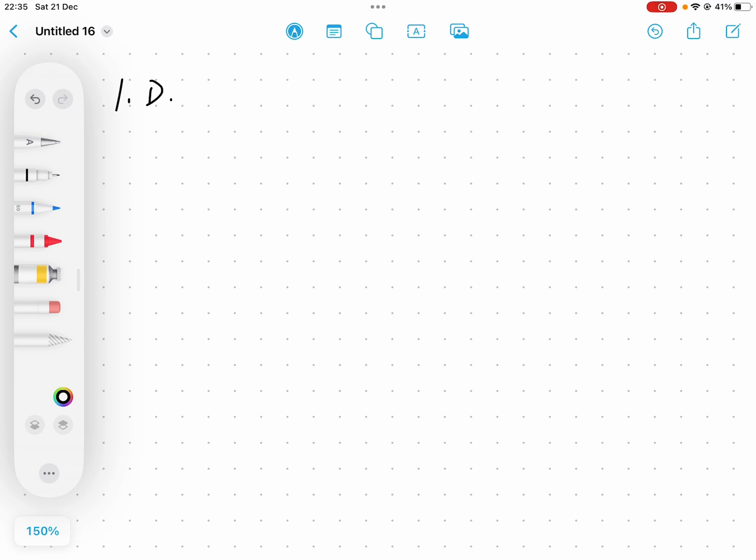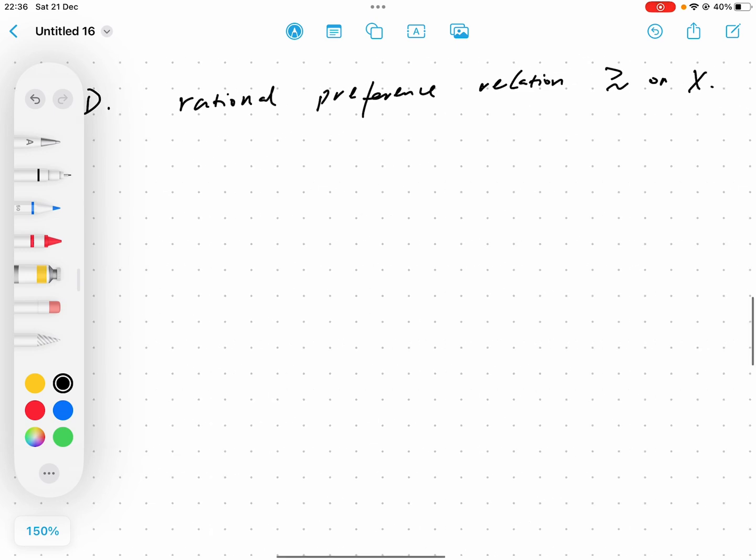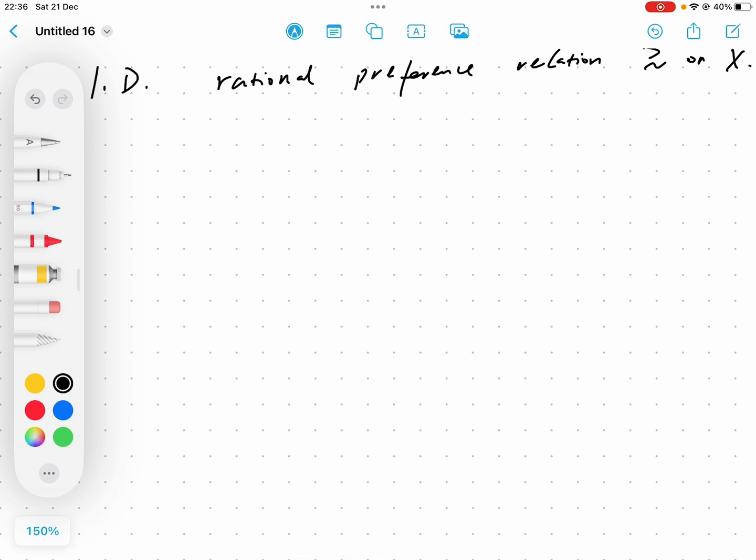For the first direction, given some rational preference, if we want to derive the choice structure generated by that rational preference, and that choice structure satisfies the WARP, then we need to first define some choice rule. So suppose that an individual has a rational preference relation on X. Okay, on X.